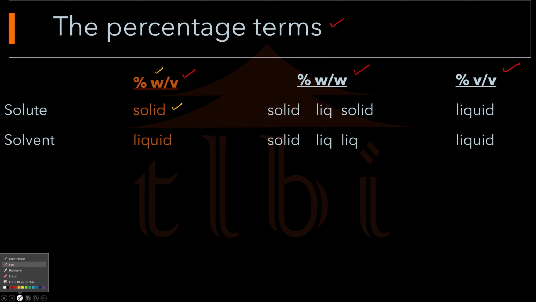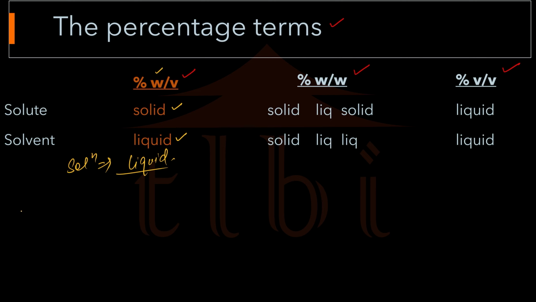Is this yellow? It's supposed to be orange, but it's looking more like yellow. And volume is obviously the solvent part, which is liquid, and obviously the solution here will also be liquid, right?